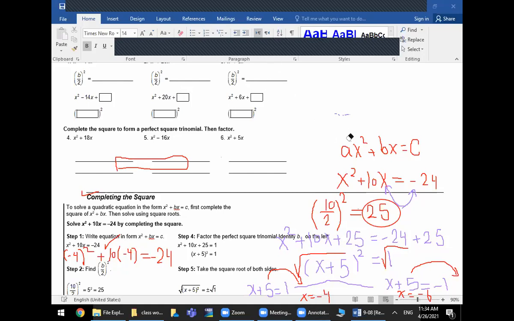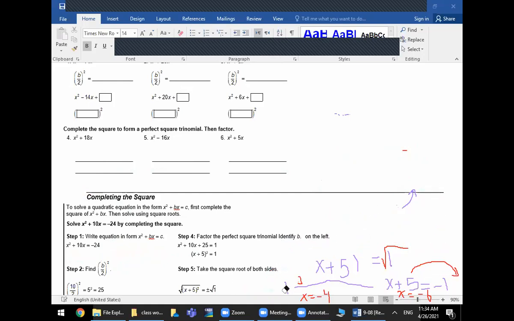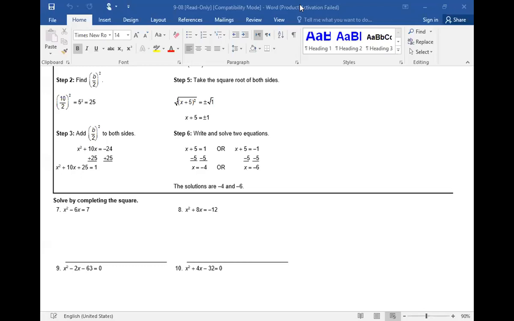Is there anyone who can give me a summary about how we can solve any quadratic equation by using completing the square? How can we find the answer? By using completing the square, how can we find the answer, grade 9? And then if you want to check, you can substitute. And with the square root, it should be positive and negative. The square root of any number will be positive and negative.